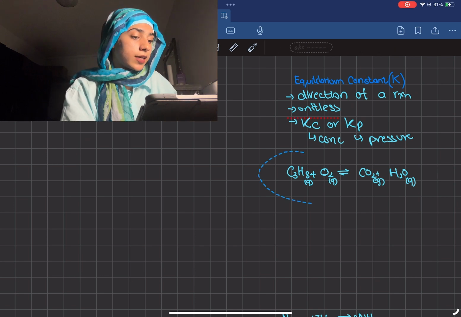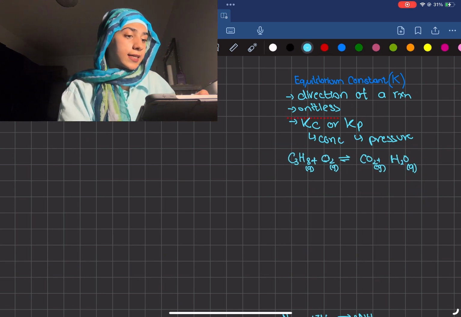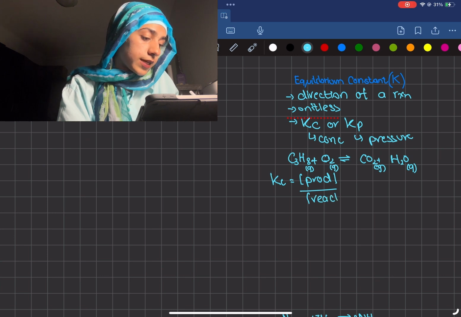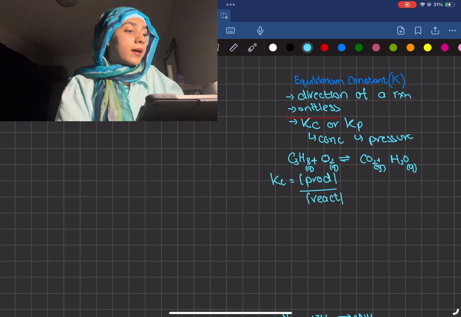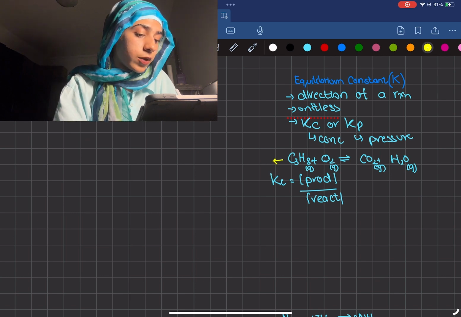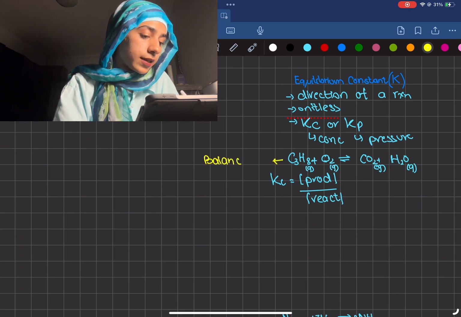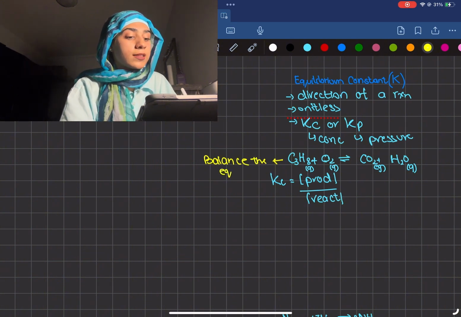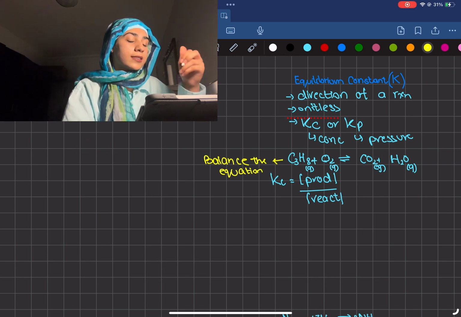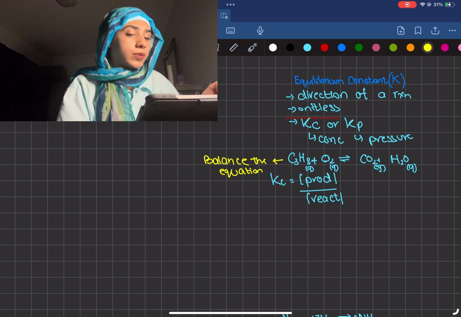Now let's see how to write a Kc. So Kc is the concentration of your products divided by concentration of your reactants. But a major point over here is that you have to balance out this equation first. Balance the equation. The reason why you do that is because you would need the moles and then plug it in as powers. And we'll see how to do that.